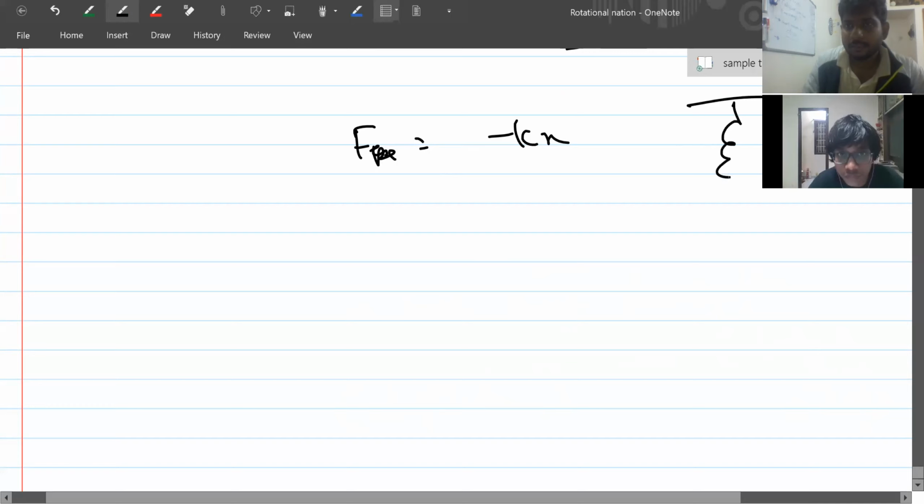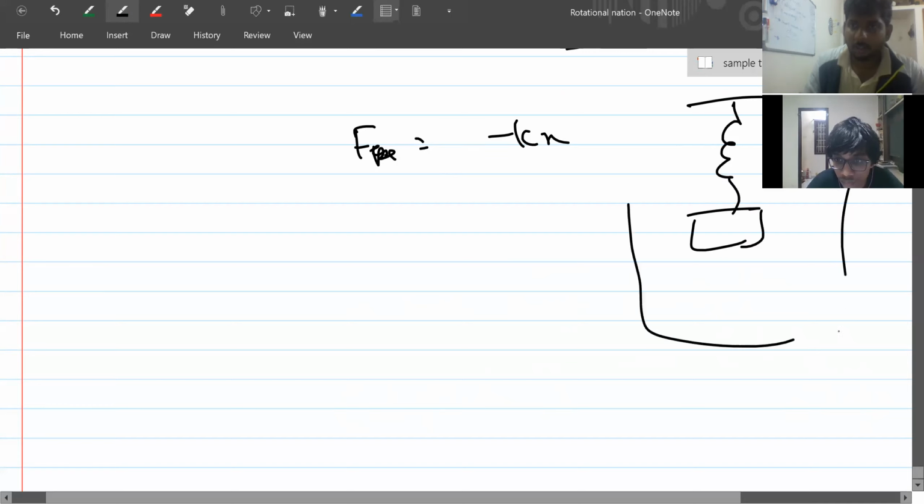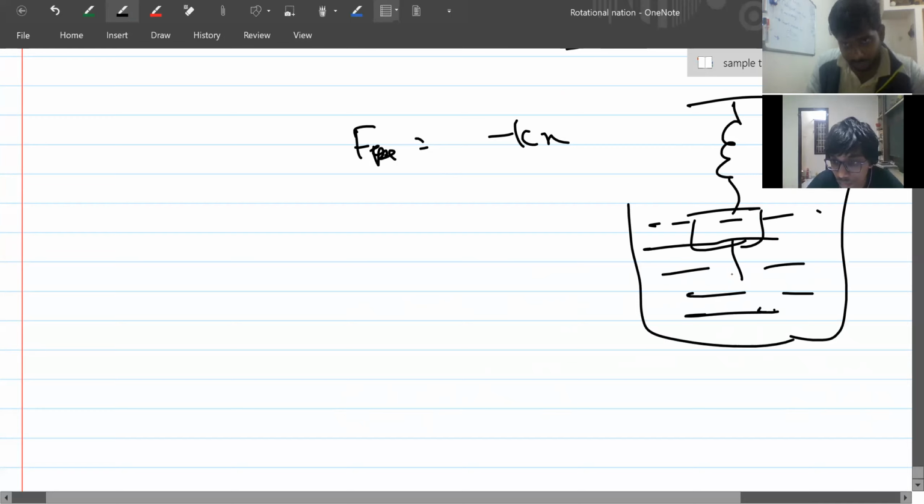Now, damped oscillations can be written as follows. Generally, what we write is F for restoring force equals minus kx, right? This is natural oscillations. But I'll give you an example. The block is kept in a liquid. What will happen due to the viscosity of the liquid? Slowly the block will dampen, right?